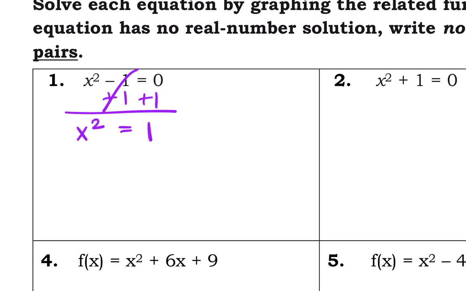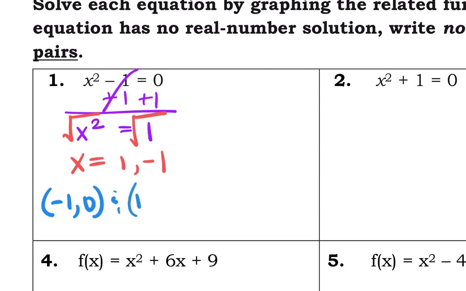What did we say the opposite of squaring is? Square root. So you're going to square root both numbers. Go ahead and enter the square root of 1 in your calculator. What do we get? So your answer is going to be 1 and -1. Now, it wants you to write this as an ordered pair. So your negatives always go first. You're going to write -1, 0, and 1, 0. Okay, that's one way to do it.